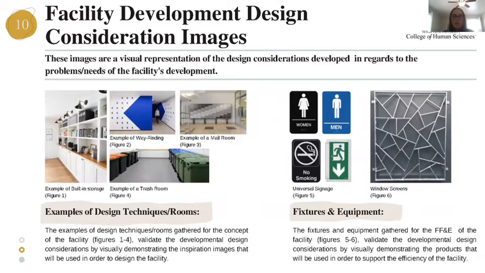These images help further the design considerations of the facility. The images on the left illustrate examples of built-in storage and shelving, wayfinding techniques, and the mailroom and trash room. These techniques will help promote balanced connection between the residents and their living environment. The images on the right validate the design considerations by demonstrating products like universal signage and window screens in order to support the efficiency of the facility and the residents' needs.